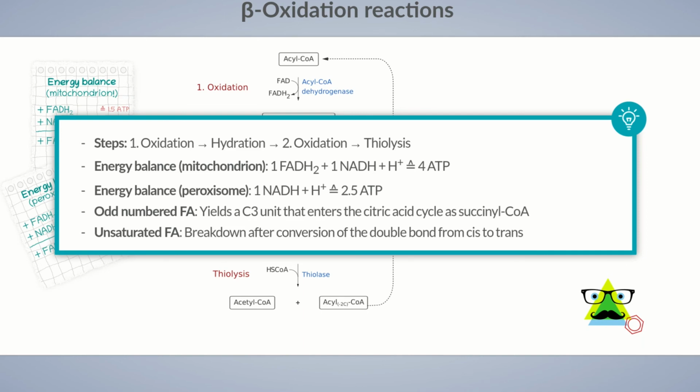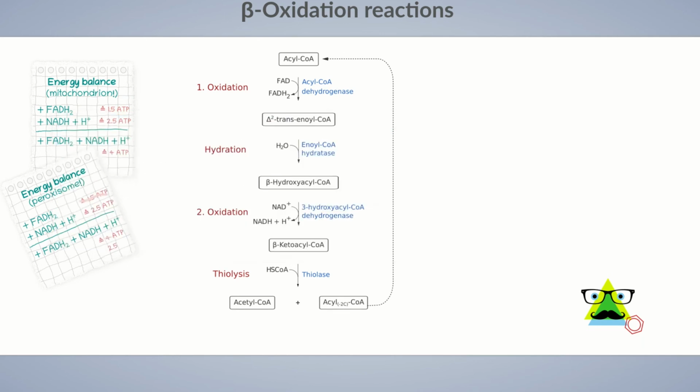Well, that's a lot of information to digest. If you're keen, try our quiz on fatty acid degradation on the next slide. In the upcoming episode, we'll look at what happens to acetyl-CoA in the citric acid cycle.